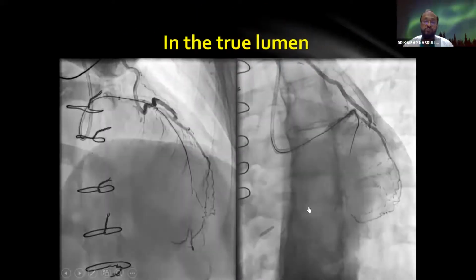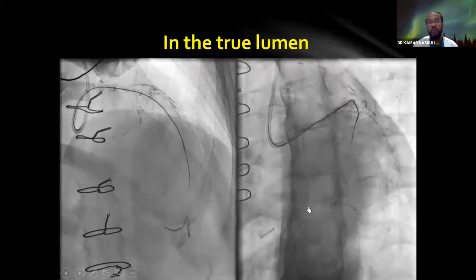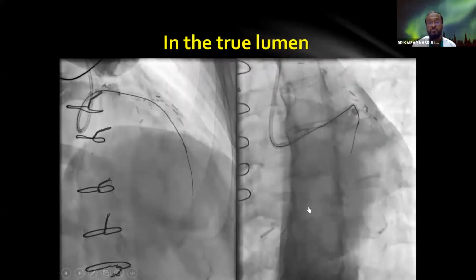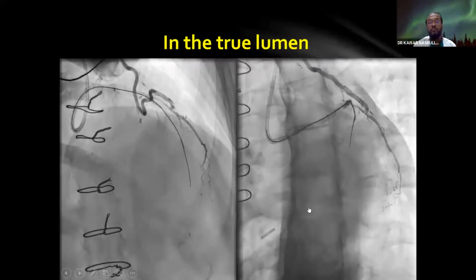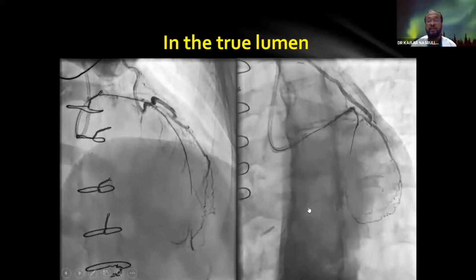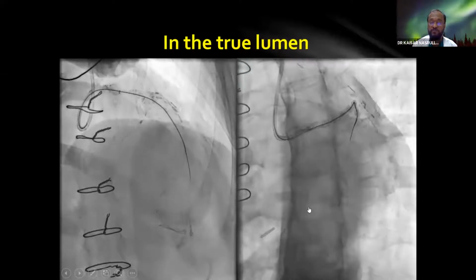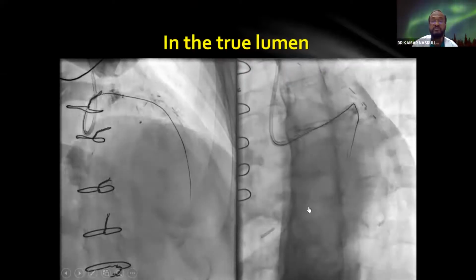And now it's a true lumen, you check by two orthogonal views. Always in CTO cases, you should check your CTO wire in two orthogonal views, because sometimes in one view it seems to be true lumen, but in another view it is out of the vessels. And you stent the lesions.